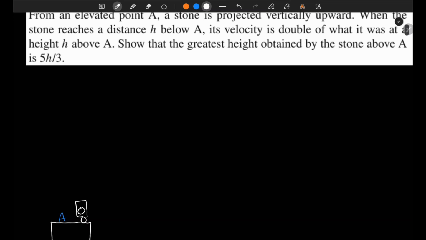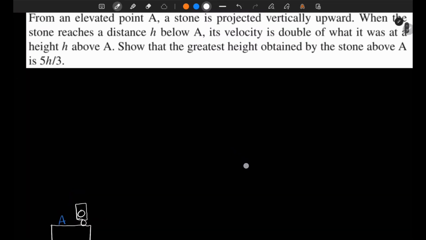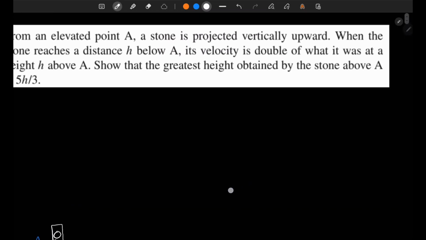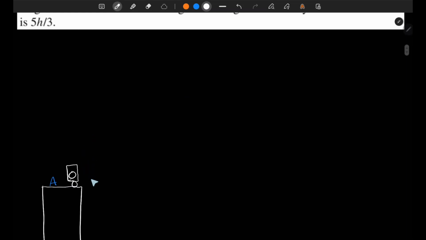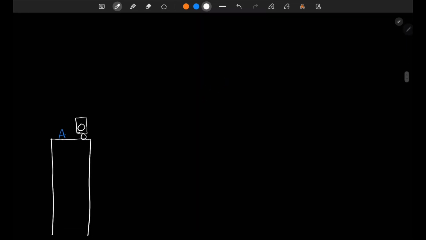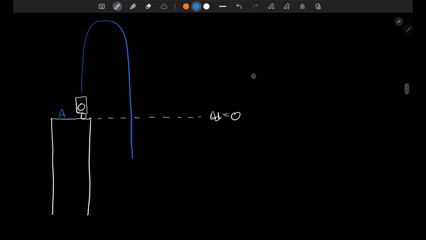Then this stone goes at least a distance h up. So from here, we will call this height here, we'll call h, or we'll call this delta d is equal to 0. And then this cannonball goes up and then back down.